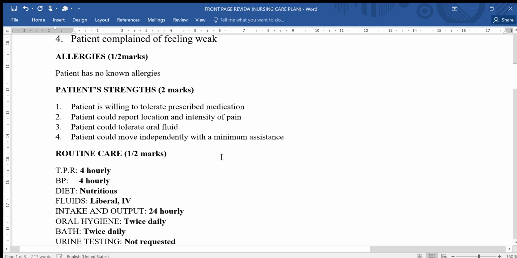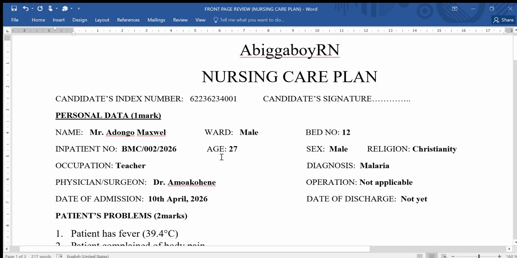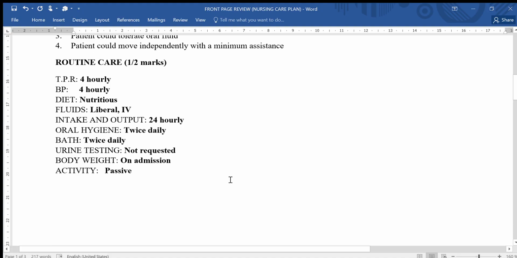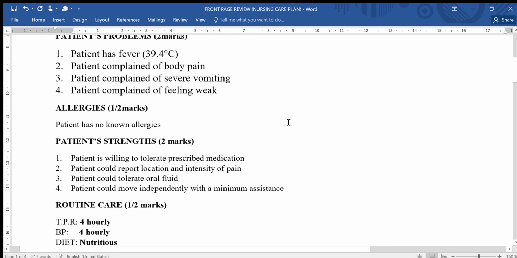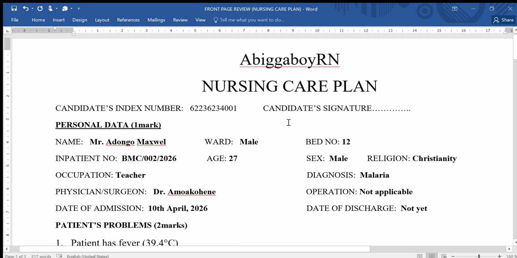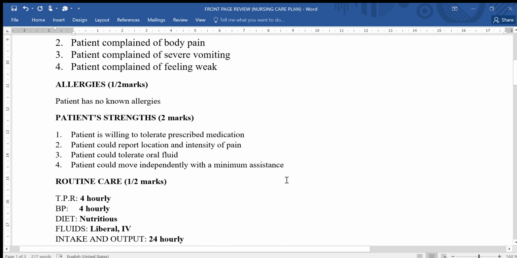Well, it takes some time because I've been explaining, but I hope it's worth the time. This is just the front page. I encourage you to subscribe to the channel while you wait for part 2, which covers the inside page and maybe the outside page. Note that the front page, as we've done, takes 6 marks. When you are able to provide all this information, you score 6 marks. So take note of it.